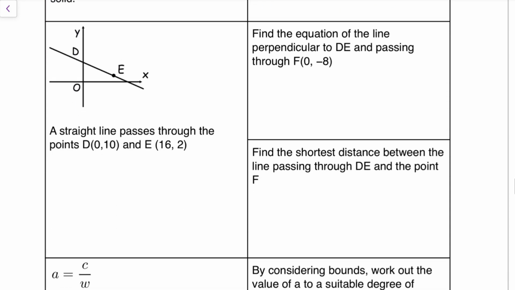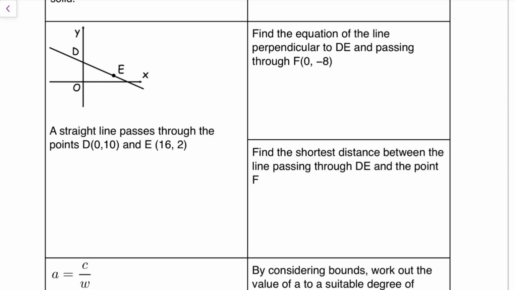It looks like I've got a couple of questions here. Let's read them through so we know where we're going, because it might help us with either one. A straight line passes through the points D and E. Find the equation of the line perpendicular to it, so we've got a perpendicular gradient. And find the shortest, this is going to be difficult, find the shortest distance between the line passing through DE and the point F. Right, let's just do this bit by bit then.